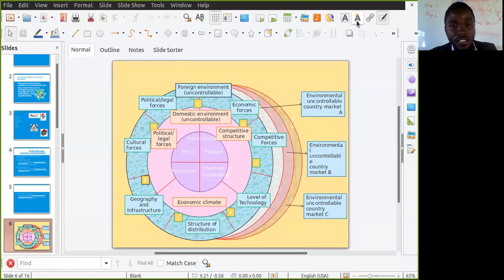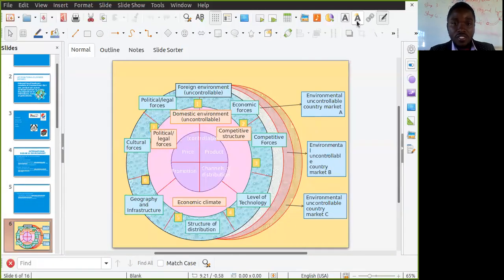Looking at this diagram, it gives an example of the forces, the uncertainties that the business faces. From the top, we've got the foreign environment. Some uncertainties it can face are political or legal forces. Apart from that, it can also face economic forces. Moving down, we've got the domestic environment. And in the domestic environment, we see uncertainties that the business can face to be political and legal forces as well. But not only that, the competitive structure of the market setup where a firm is.